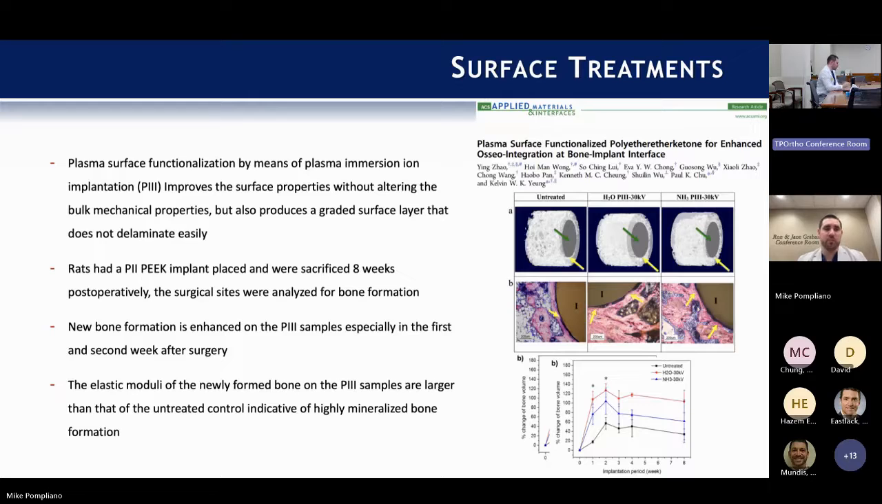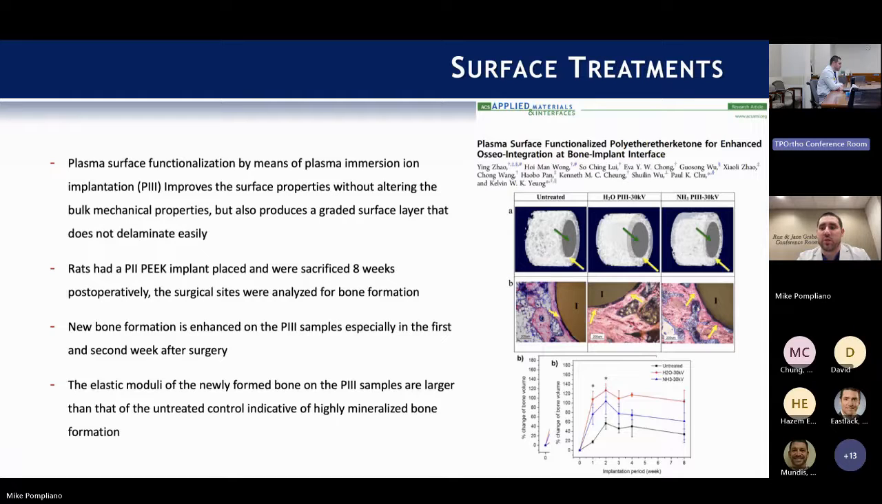So this is a plasma immersion ion implantation technology, P3 or PIII, depending on how you want to say it. But this was looking to improve surface properties without altering the actual mechanical properties, essentially creating an additional layer that doesn't delaminate easily. The rats had the implants placed and were sacrificed at 8 weeks postoperatively, and then the surgical sites were analyzed more closely.